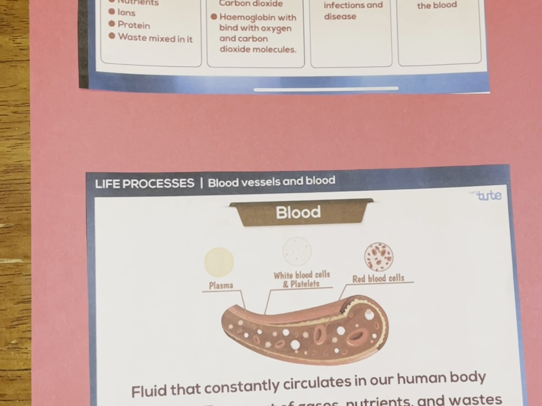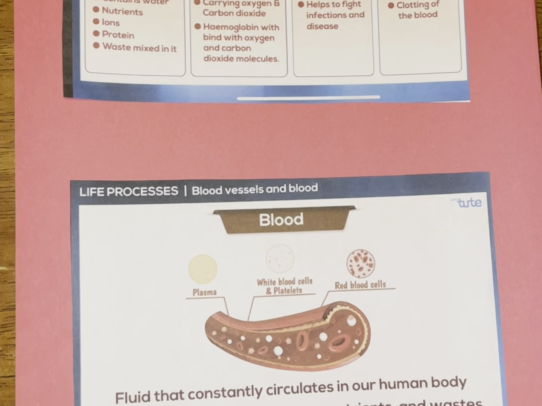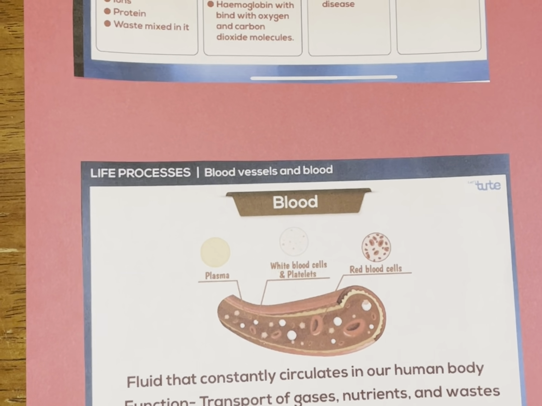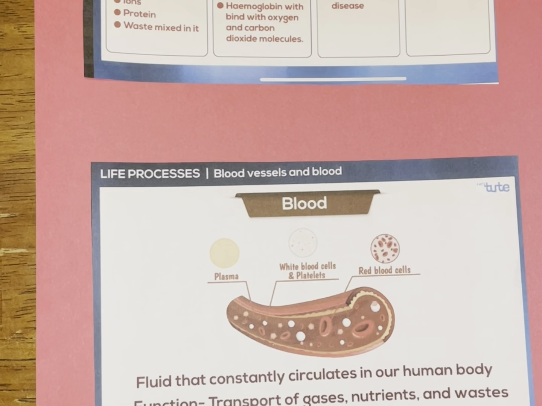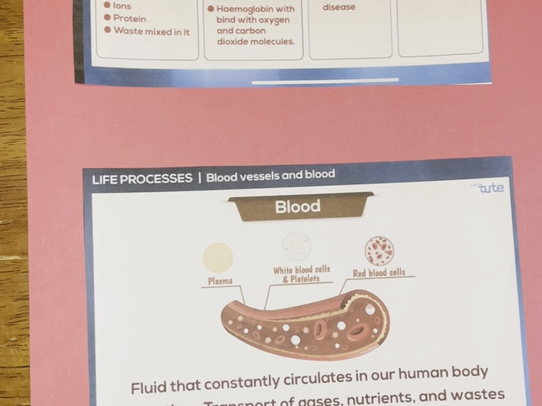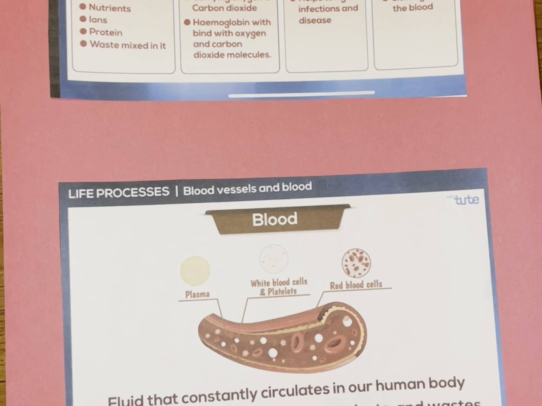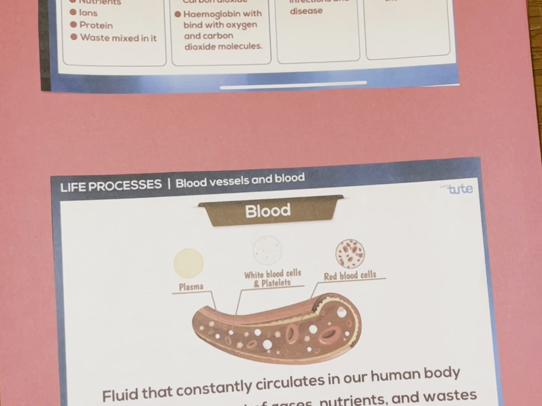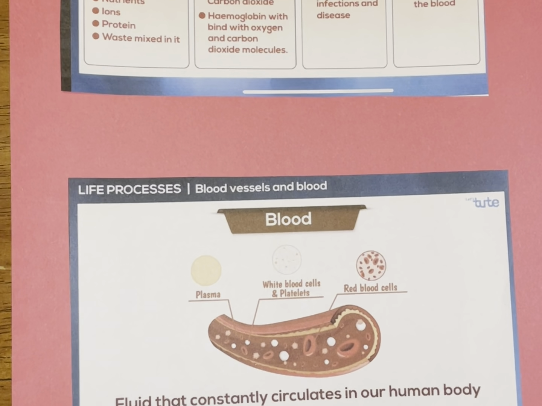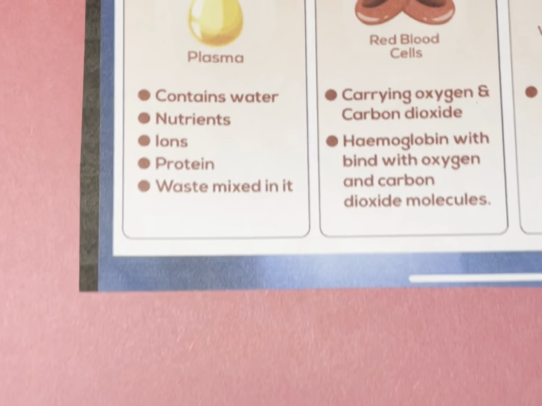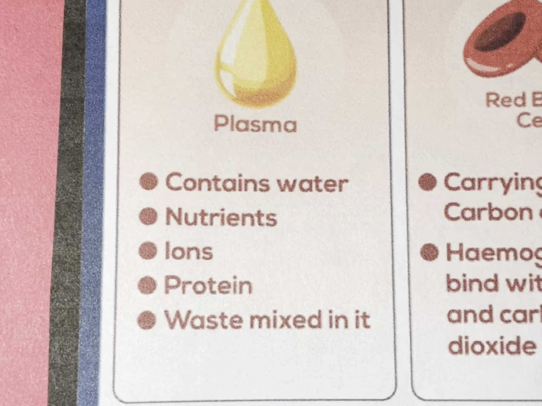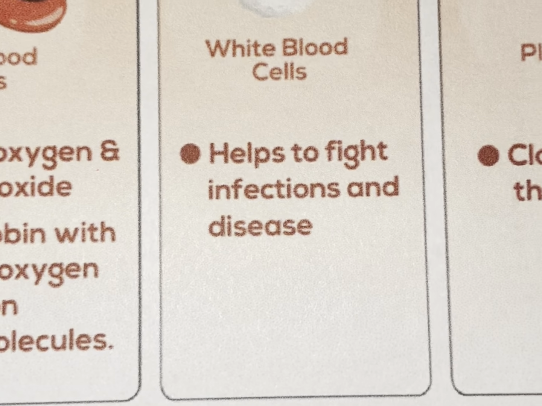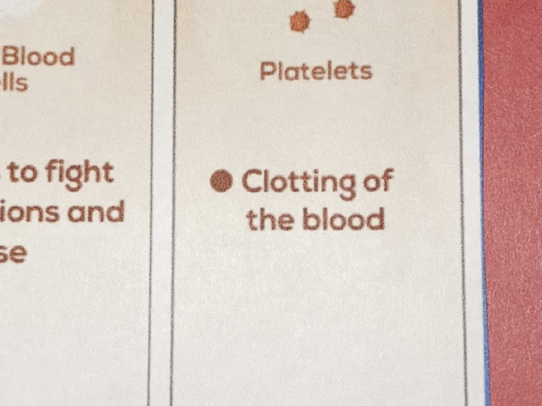Blood is a fluid connective tissue that constantly circulates in our human body. Some of the functions of blood are delivering oxygen and nutrients to cells, carrying away waste products. It also helps maintain blood pressure, protects us from infection, as well as many other things. Some of the components of blood are plasma, red blood cells, white blood cells, and platelets.